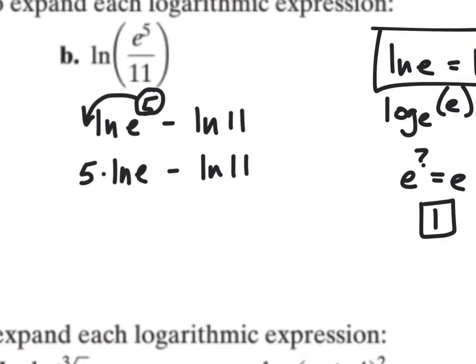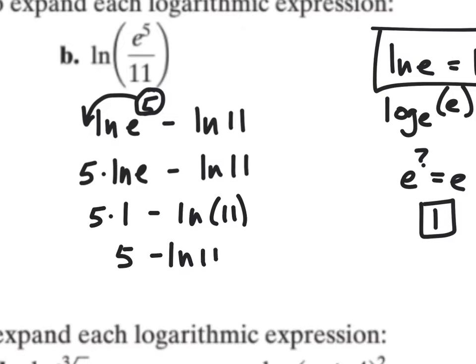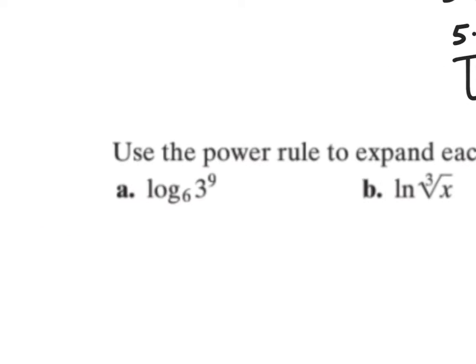So natural log of e. So I've got 5 times 1 minus the natural log of 11. And that's just going to give me 5 minus the natural log of 11. So we've got to be able to expand those out.